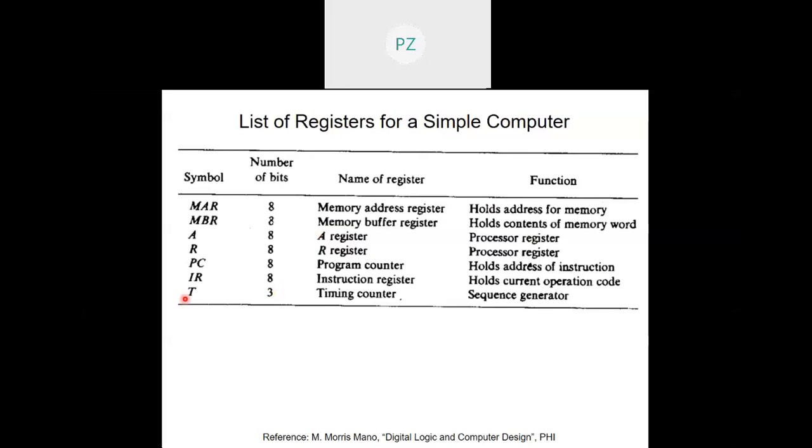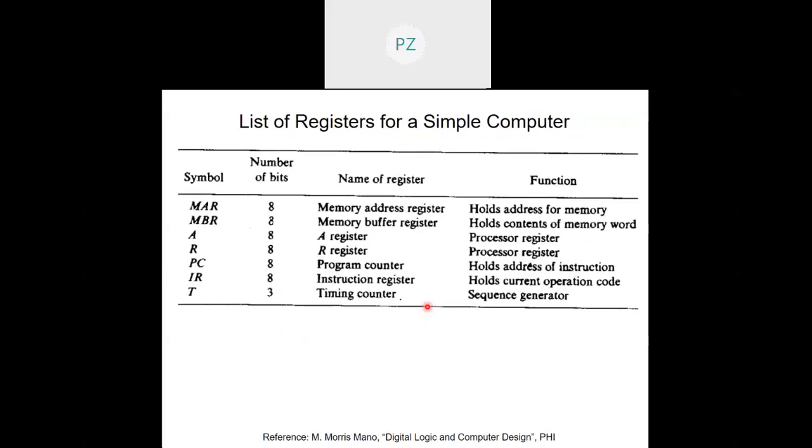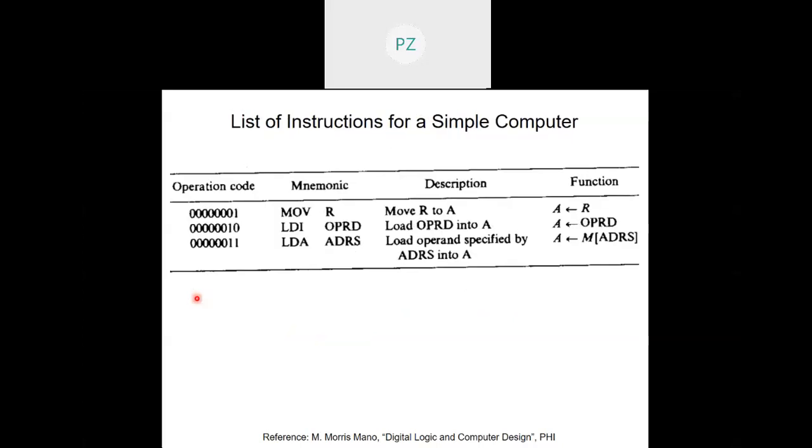And finally, this timer counter. This is a counter register, a register which can count, which is 3-bit wide. I just now told you why 3-bit, because this is a 3 to 8 decoder generating 8 different timing signals. So this is basically a sequence generator. What has to be done after what? This is what this timer counter, or the timing counter, will decide.